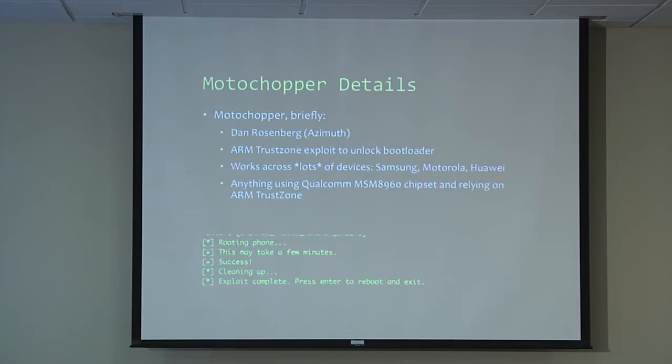It was a really, really complex exploit that he made really simple, and it's an ARM TrustZone exploit. It unlocks the bootloader and then flashes unsigned code. So it worked across a ton of devices. Like I tried it on a couple of these: Samsung, Motorola, Huawei. It's just called MotoChopper. Yeah, that's the particular chipset that it affects.